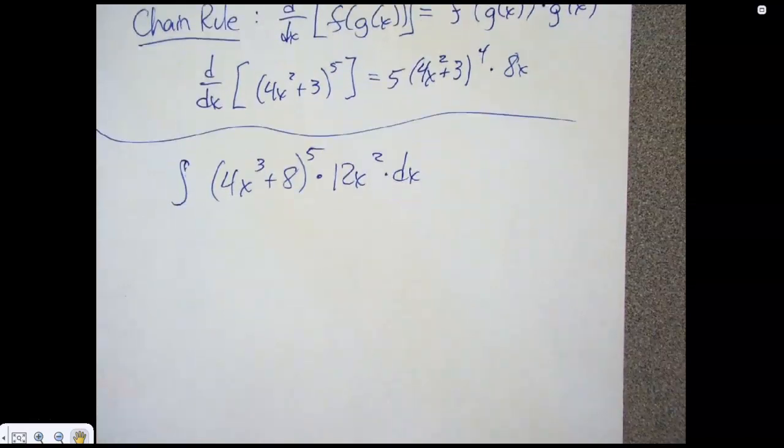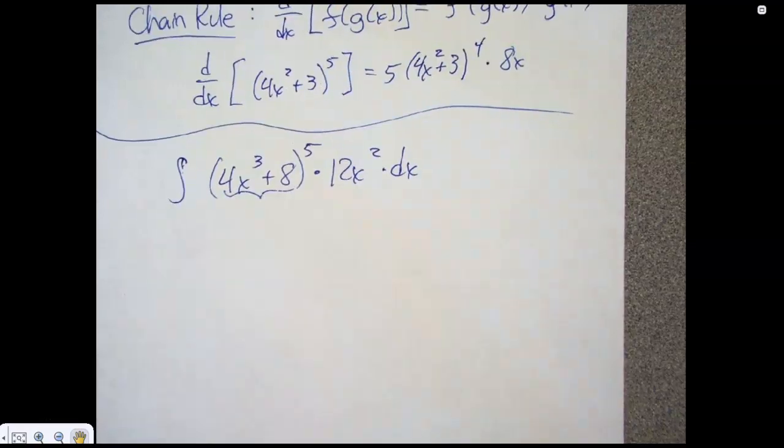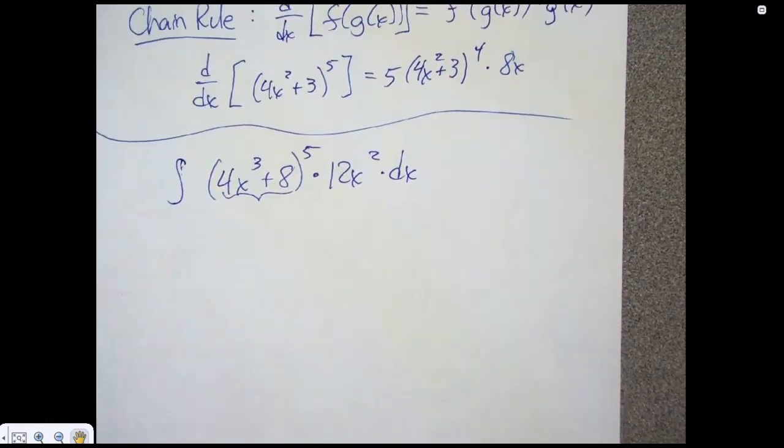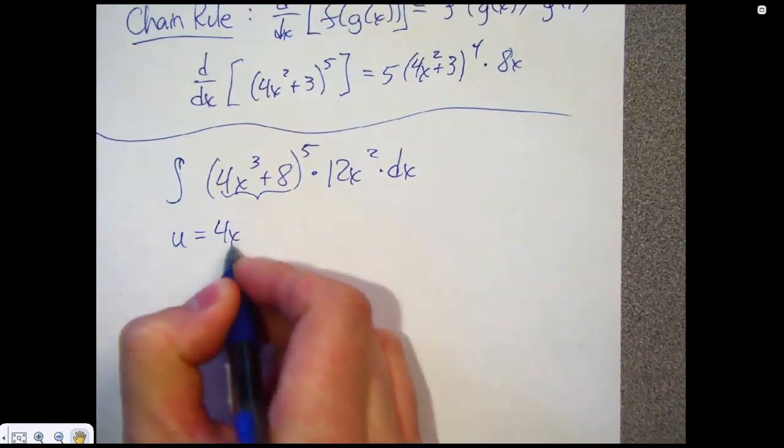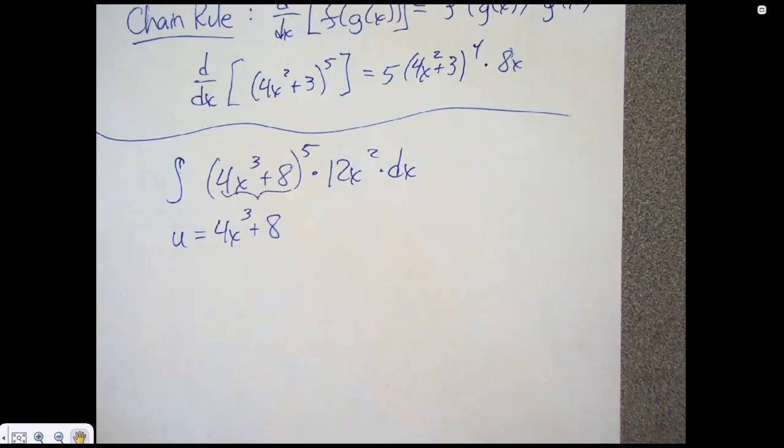Okay. So what you're going to do, this is the U substitution college method. You're going to find the little guy, and you're going to assign it the value of U. So the little guy is the part inside the parentheses, right? It's what's being raised to the fifth power. So U is 4x to the third plus 8. And what we're going to do is rewrite the entire problem in u's. It's going to make it a lot easier. We're going to do it, and then we're going to put the x's back.